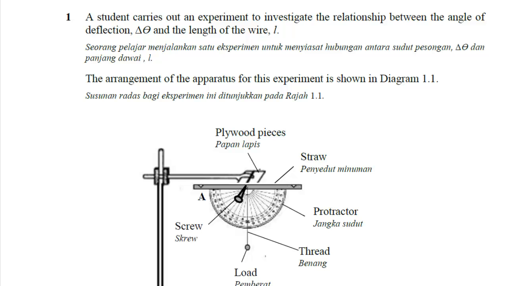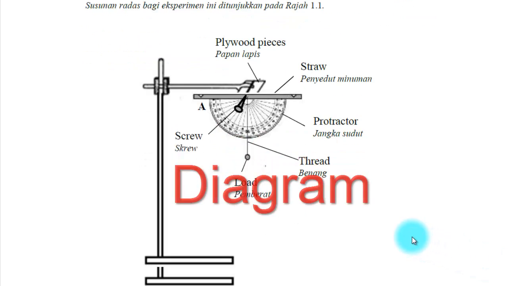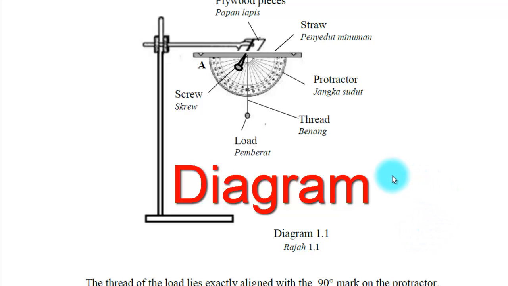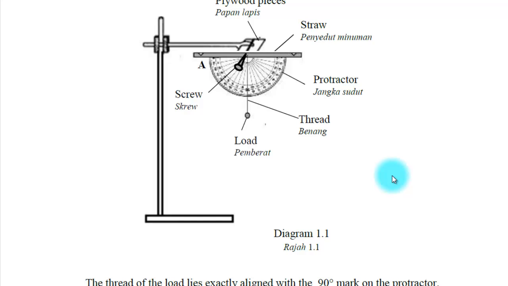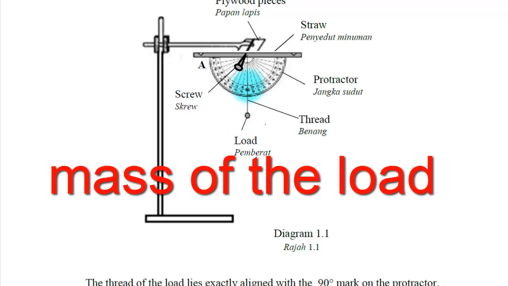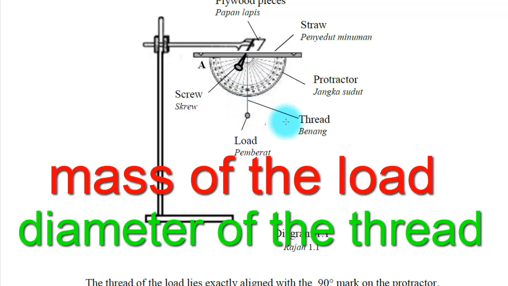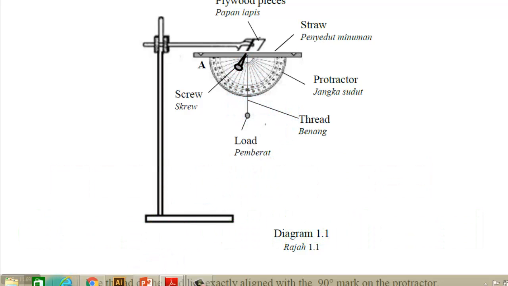The other method is by looking at the diagram. Look at this diagram. See what will be the fixed variable, the constant variable. Maybe look at the lot here. We know that the angle of deflection is your responding variable, the length of the thread is your manipulated variable. So your fixed variable can be the mass of the lot, maybe also the diameter of the thread. So write down your answer.